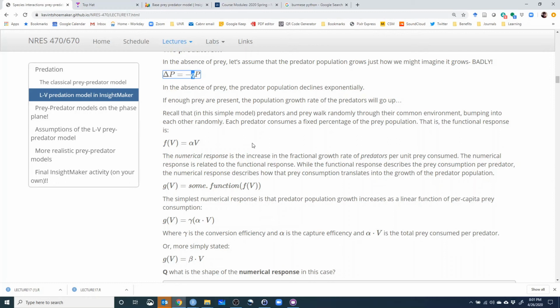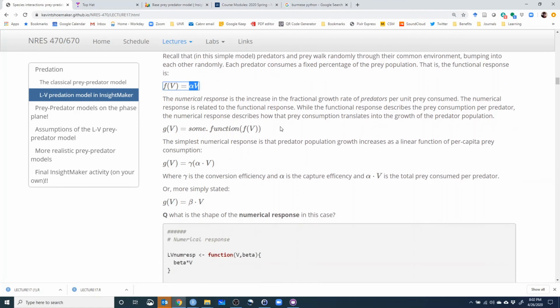So if we're thinking about this simple interaction where predators and prey are walking randomly through this common environment, bumping into each other randomly, each predator consuming a fixed percentage of the prey population, we recall the functional response is just alpha times V. Alpha times V being the number of victims consumed per predator per time step. That's the functional response. We have to convert that into a numerical response in order to think about how that affects the growth of the predator population.